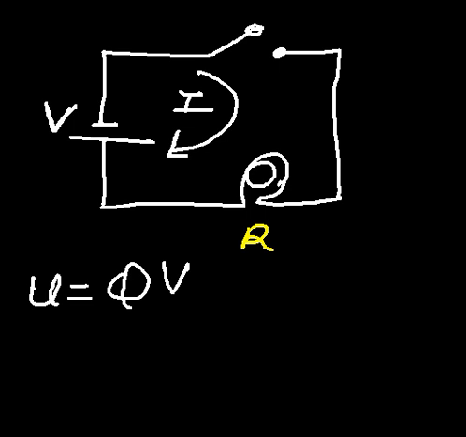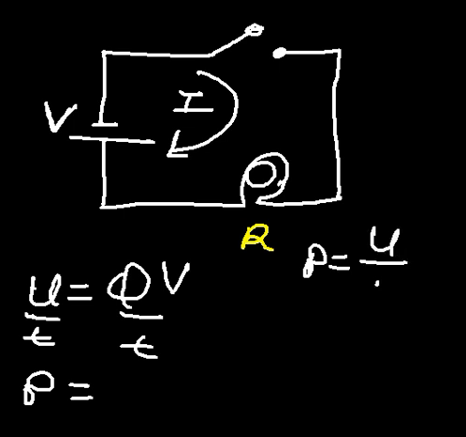So now, let's think of dividing both sides by t. If that's the case, then the energy divided by the time is said to be the power. So the formula for power is the energy divided by the time. This is the formula for power.